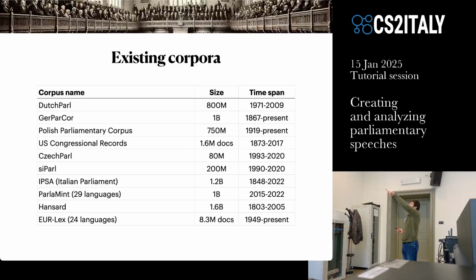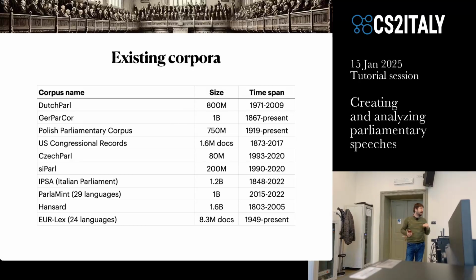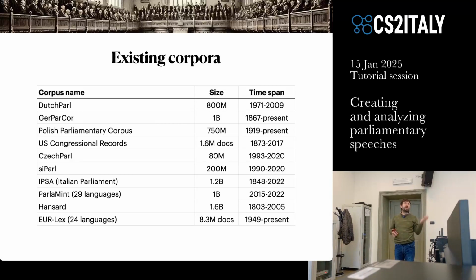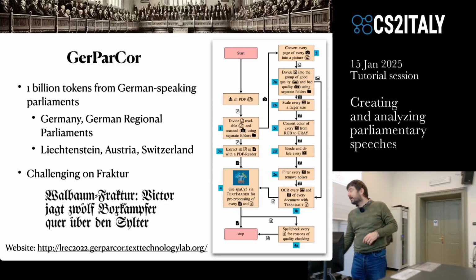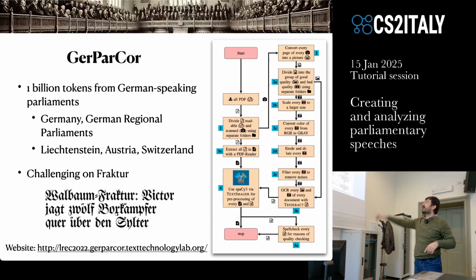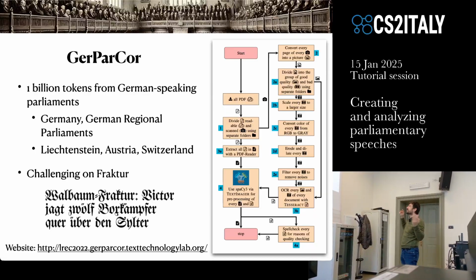The German parliamentary corpus is quite big. It started in 1867, and it's the one that is most similar to the Italian one because they had the same issues. It's older than the Italian one, and we will discuss it in detail here. The author of this dataset collected not only from Germany, but also from Liechtenstein, Austria, Switzerland. I don't know how big the Liechtenstein dataset of parliamentary speeches can be.